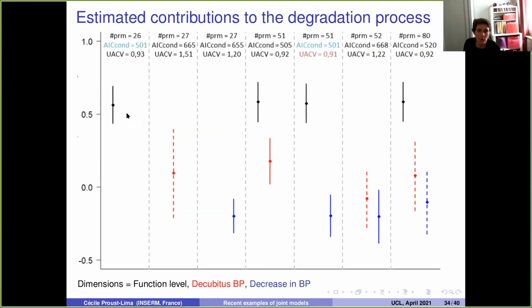So we have the contribution of the function here when we only take that into account, decubitus blood pressure and orthostatic blood pressure. When we take into account two of them, and three of them. Here are two criteria for the survival: the conditional AIC and the universal approximated cross-validation criterion that we developed, and for both, the lower the better. We found that this model gave the better fit of the survival data, and that was based on the function and the decrease in blood pressure, not the decubitus blood pressure.